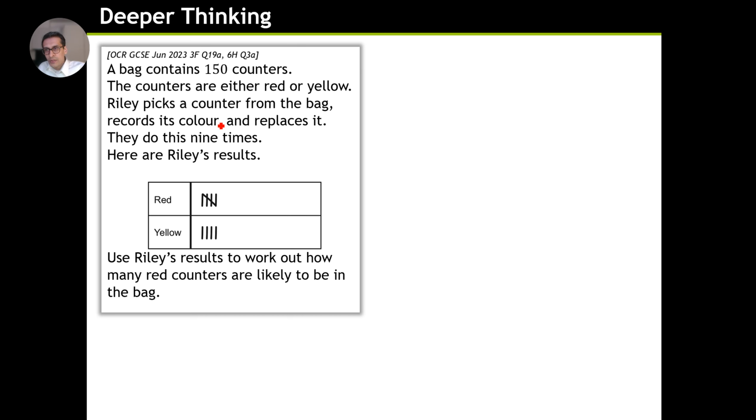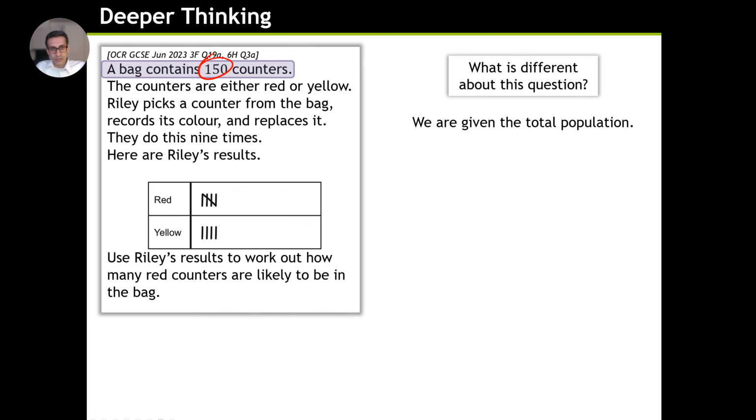So we've got 150 counters. There's something different about this question, you might notice. The counters are either red or yellow. Riley picks a counter from the bag, replaces it, and then they do it 9 times. Use this to work out how many red counters there are. So the thing that's different is that we have been given the total population, n.